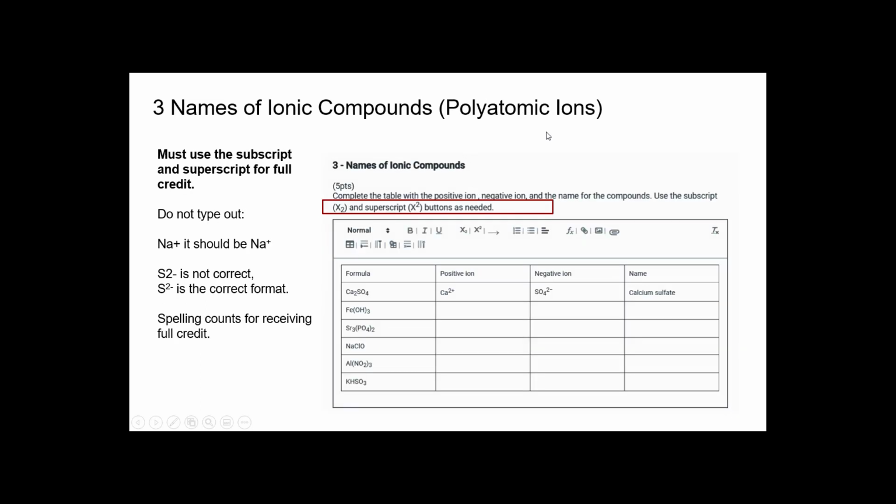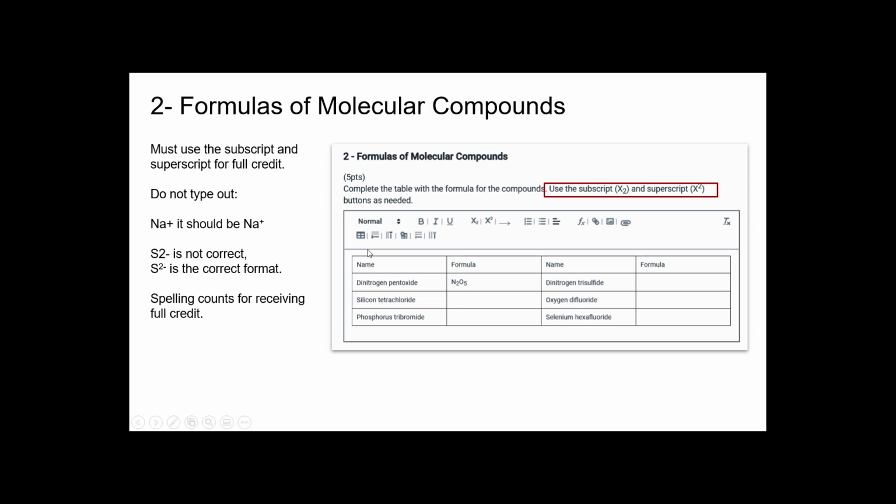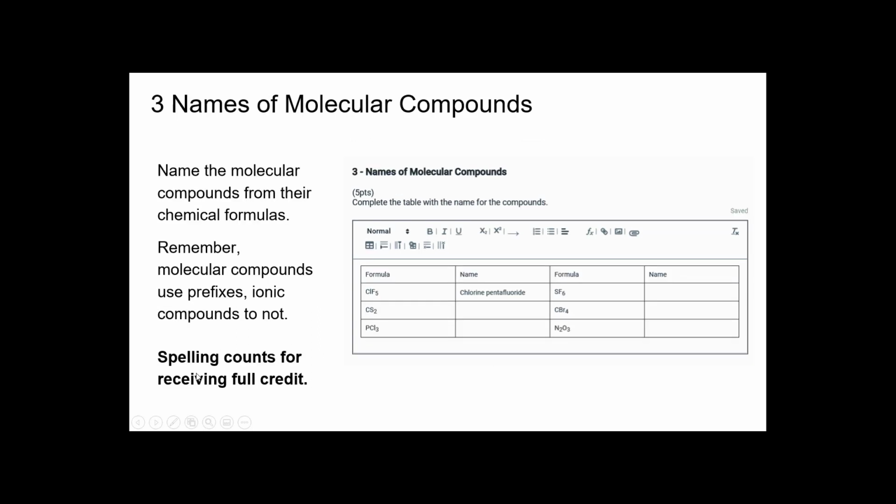Here is polyatomic ions. So now you have a metal with a polyatomic ion. Same thing as the previous. And yes, the subscript and superscript and spelling, all of that has to be completed correctly to get full credit. And molecular compounds. So now we're no longer dealing with ionics, we're dealing with molecular compounds. Same rules apply. You have to make sure that you have the correct formula. You have to use the super and subscripts and write them correctly.